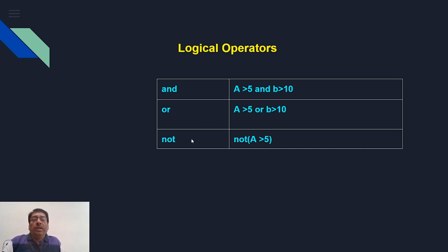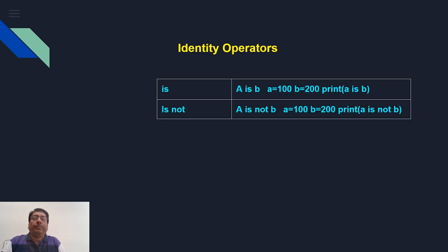And then not is only to negate. Not a greater than 5 is to say whether a is not greater than 5. Not married is to check whether unmarried, and so on. So you can make use of not whenever you want to just perform negation. So these are all logical operators which are used when you have multiple conditions.